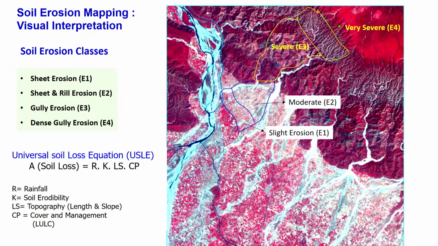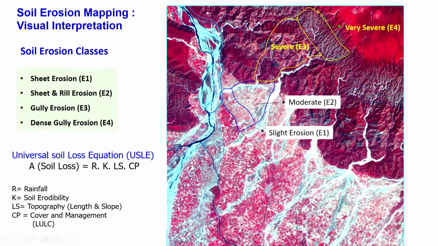In topsoils you have a high amount of organic matter and clay content that will be washed away, and sand or coarser material will be left. The coarser material will give you high reflectance, and because of high reflectance in all spectral bands, it will appear in a whitish tone on the satellite image. So seeing the intensity of whiteness, you can interpret it as slight erosion or moderate erosion.